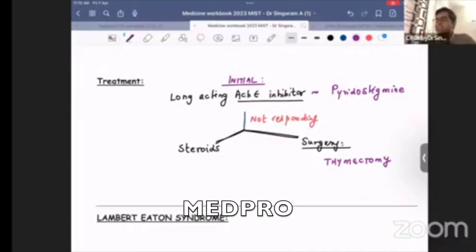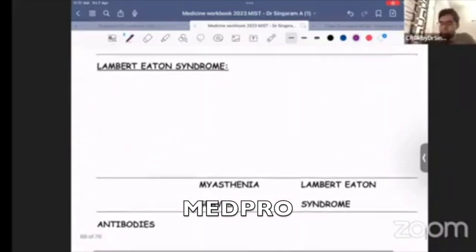The ice pack test is now an outdated test. Nobody is doing it, so you don't need to remember it for your exam purposes. Of course, an ice pack can improve the symptoms, that's okay, but nowadays nobody is using that test. It is not asked in your exams also. That is all about myasthenia gravis which you should remember.